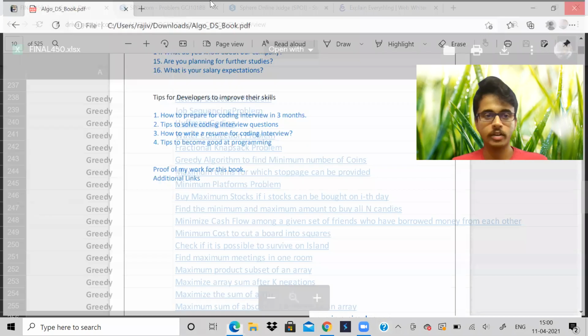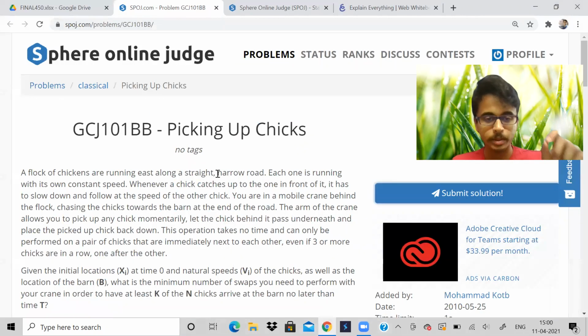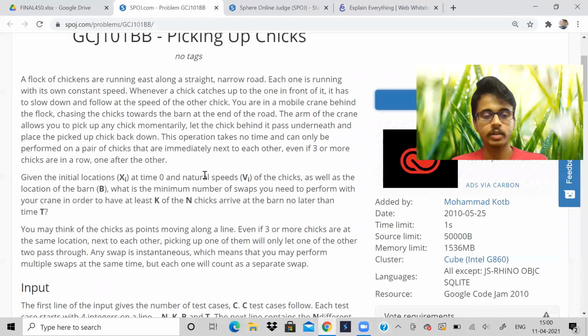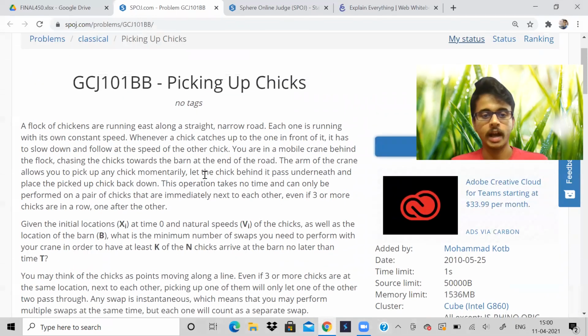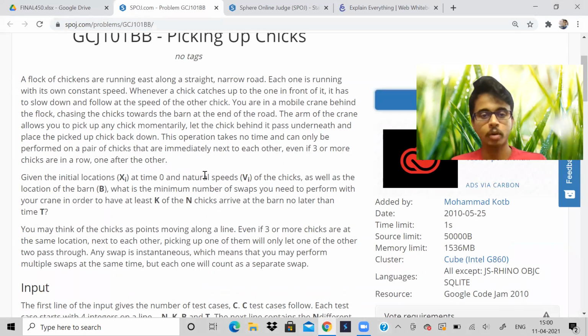So let us start with today's problem. Today's problem is Picking Up Chicks. This problem was actually asked in Google Code Jam 2010, so it is actually quite a famous problem. I encourage you to first read the problem by yourself, and then I can start explaining. So pause the video and then come back.